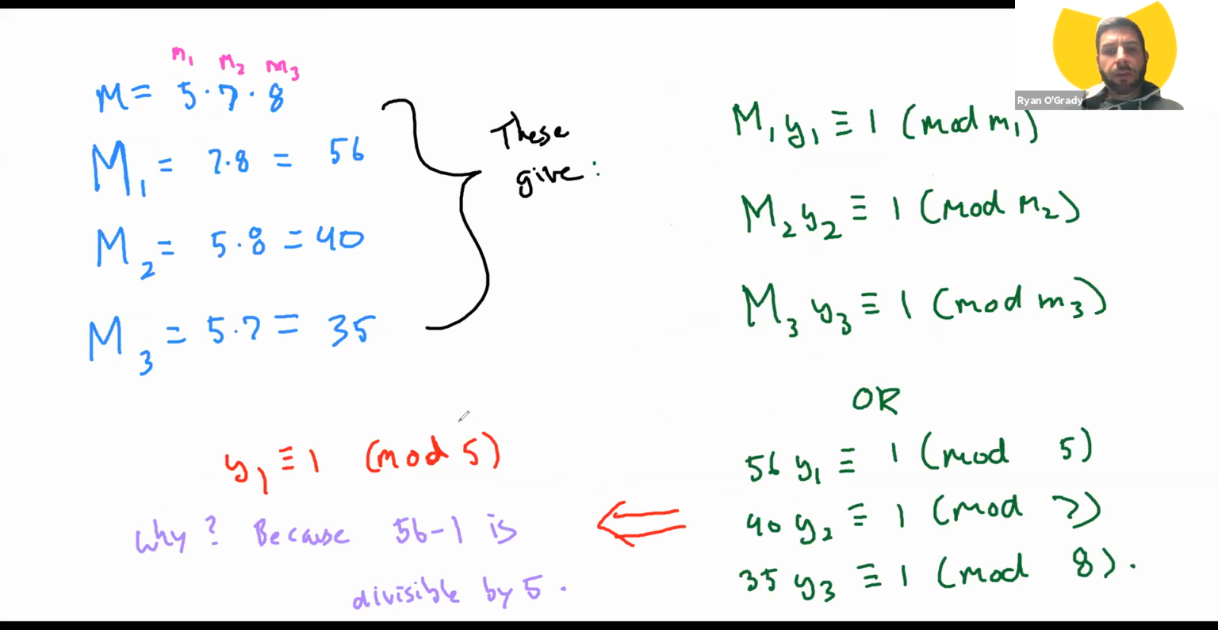So this is mod 5. Okay, now we need to use similar reasoning to get what y sub 2 is.